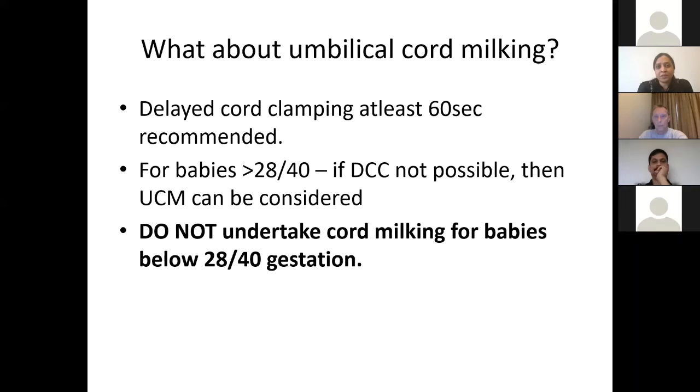Another practice which we sometimes see is umbilical cord milking. This is so that you get a little bit more blood from the umbilical cord into the baby. In terms of evidence for this, delayed cord clamping for at least 60 seconds is the preferred option, basically because it's a much smoother transfer of blood to the baby. And for babies over 28 weeks, if delayed cord clamping is not possible, then you can consider cord milking. However, for babies less than 28 weeks, do not undertake cord milking.